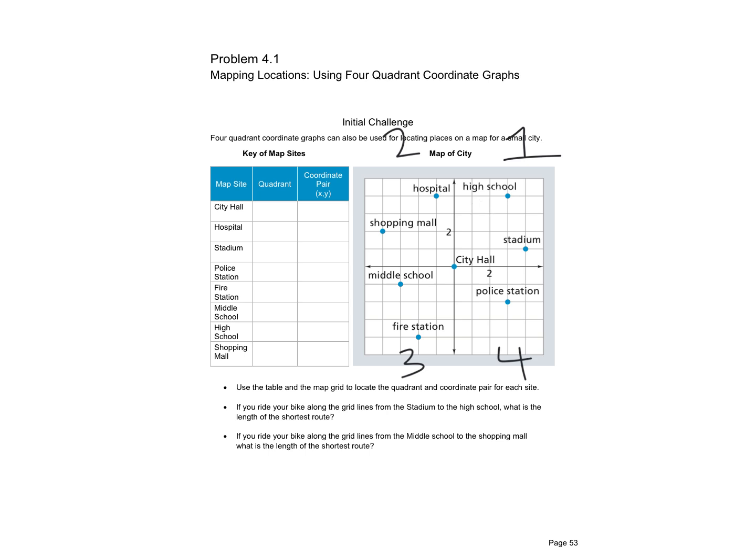As we've talked in class many times, we always start with the X and then go with the Y. So let's just do the quadrant first. City Hall is at the origin. Hospital is in quadrant 2. Stadium is in quadrant 1. Police station is in quadrant 4. Fire station is in quadrant 3. The middle school is also in quadrant 3. The high school is in quadrant 1. And the shopping mall is in quadrant 2. Now we need to do the coordinate pairs of each.